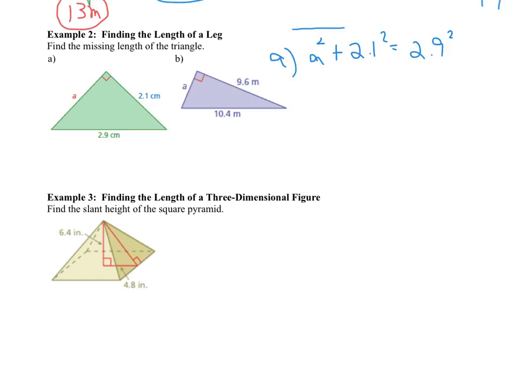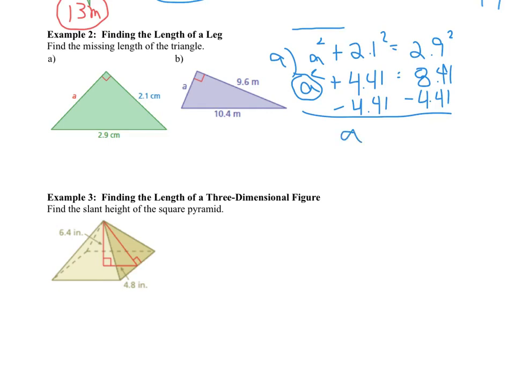So then I'm just going to go through my equation here. So A squared, 2.1 squared is 4.41. And on the other side, if I do 2.9 and square it, I get 8.41. And now I say, okay, I need A over here by itself. So now I got to think back to my multi-step equations. My first move is to undo the addition with subtraction. To move the 4.41 over leaves me with A squared equals 4.